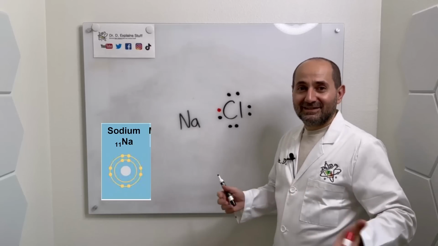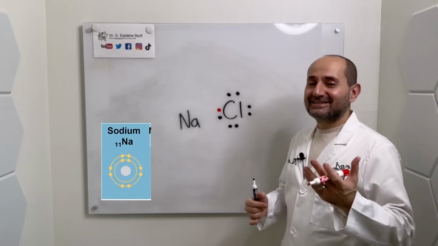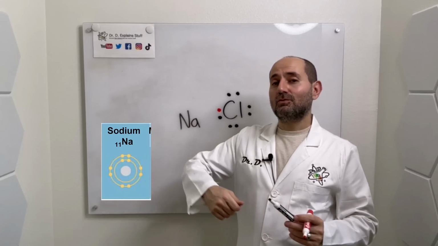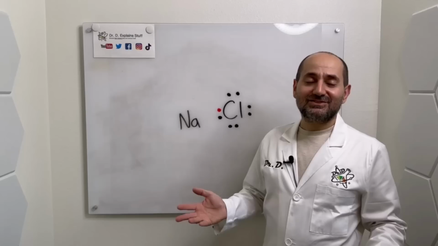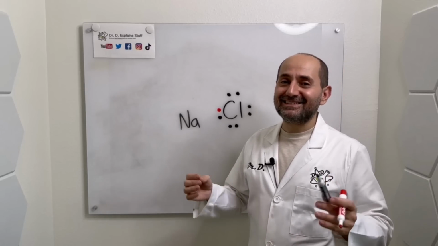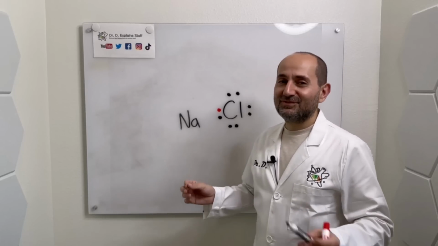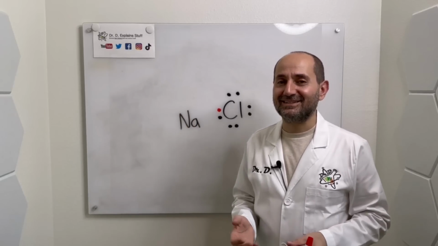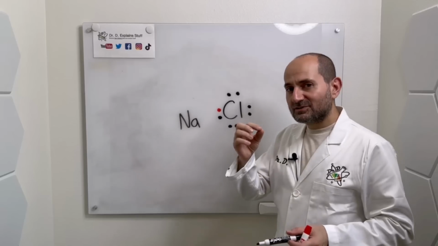So sodium, it cheated. It didn't have to find 7 other electrons. By giving away that 1, it filled its outermost shell. That was the easiest way for sodium to fill its outermost shell, to just give away that electron. Does that make sense? But there's consequences, right?